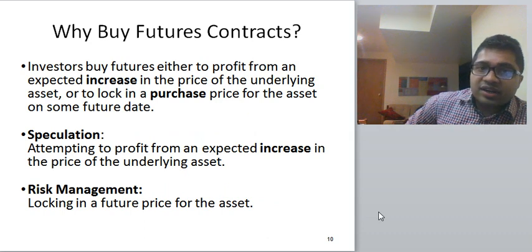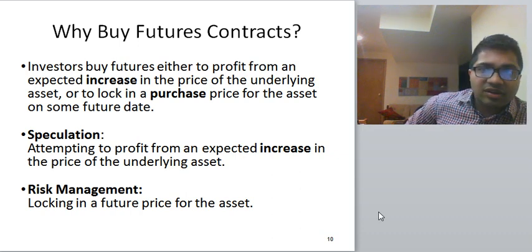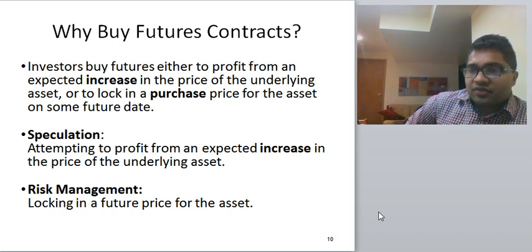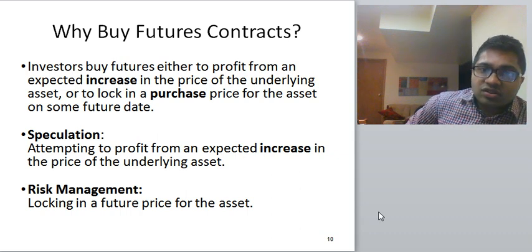Why buy future contracts? Investors buy future contracts either to profit from an expected increase in price or to lock in the purchase price. So if you're buying certain stocks and you want to lock in the purchase price, you can buy a future contract. If you're selling certain stock in future, not right now, but you want to lock in a certain price, you can sell a future contract. So you can either speculate or you can cover your risk.